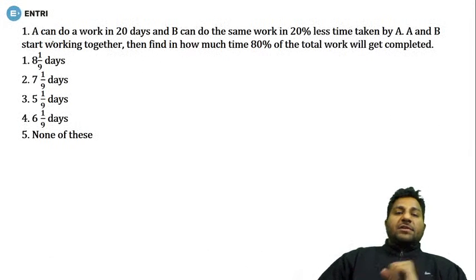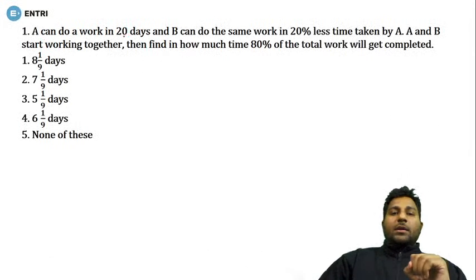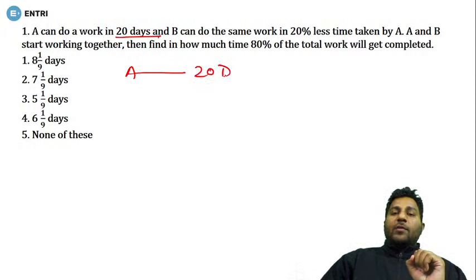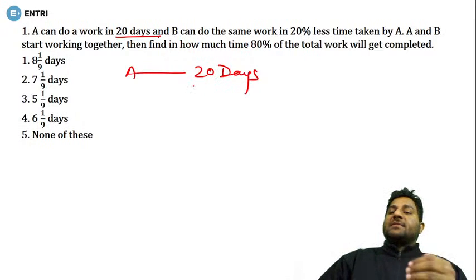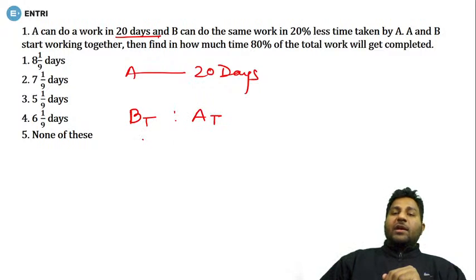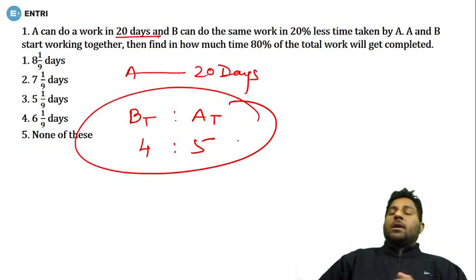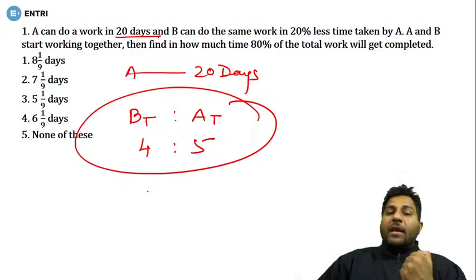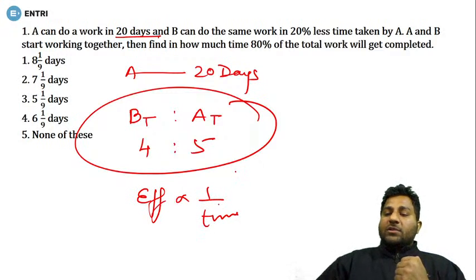Okay, the first question says A can do a work in 20 days. B can do the same work in 20% less time than A. So B's time and A's time ratio has been given as 4:5. So it is a time ratio, and you know, if both are doing the same work, that means their efficiency is inversely proportional to its time.